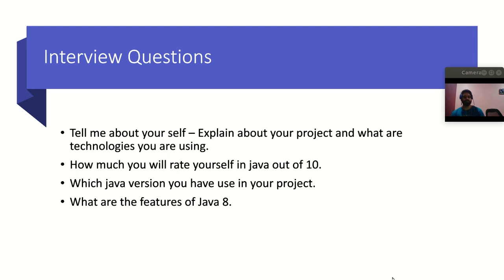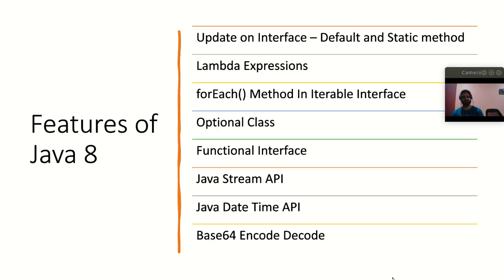There are some new features added in Java 8. There is an update on interfaces, which means default and static methods were introduced. Before Java 8, an interface contained only two parts: first, the variables, which are public static final, and the second, abstract methods. Now with Java 8 you can add default and static methods also.